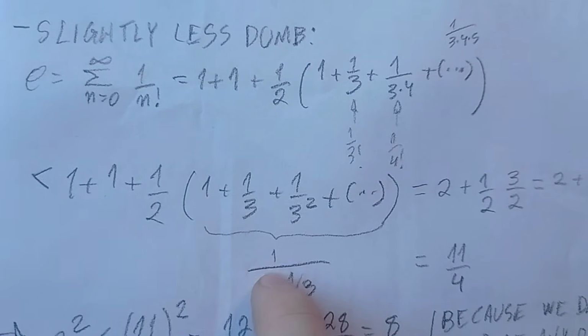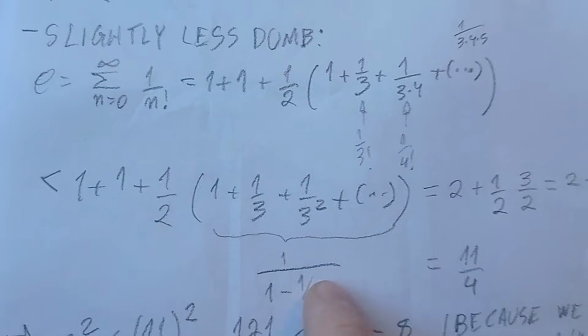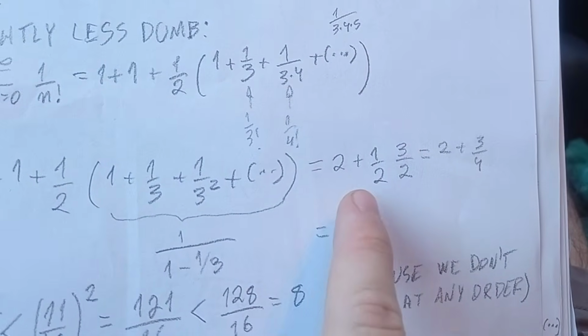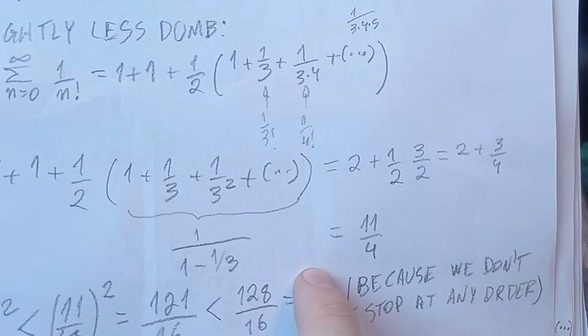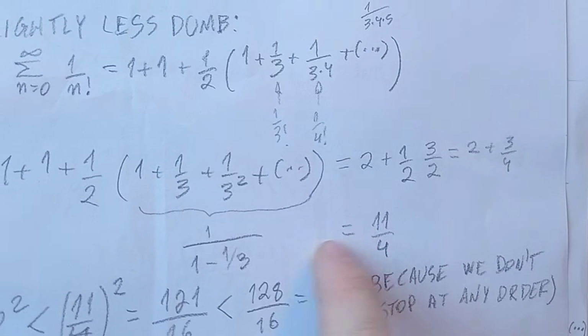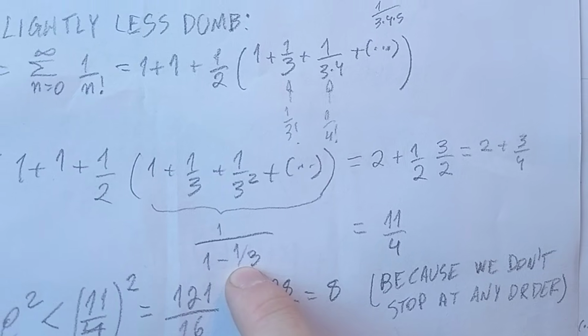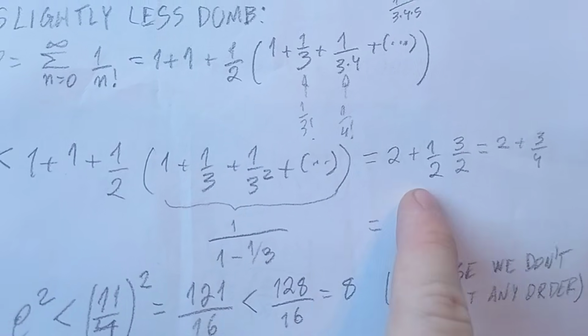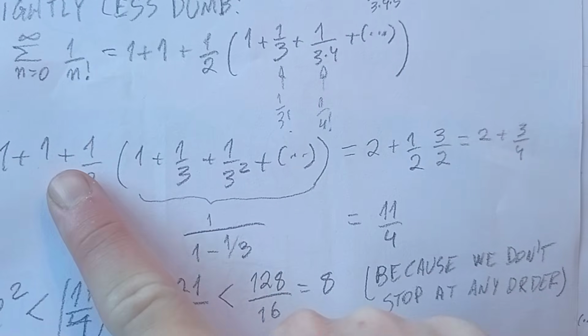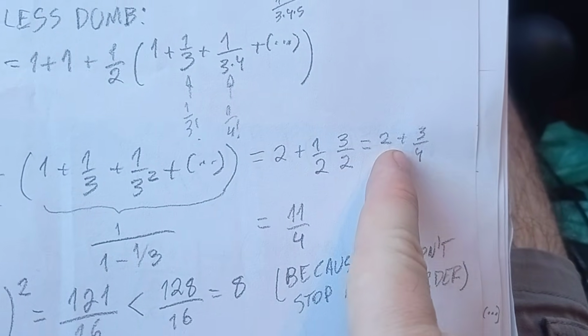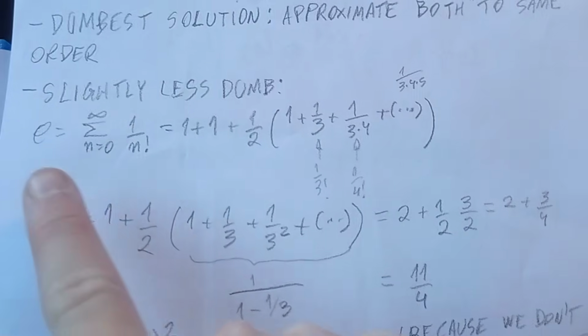And we have half this. This fraction is 11/4. So we get, oh, pardon me. This fraction is 3/2 actually. So we get 2 plus half of 3/2, which is 2 plus 3/4, which is 11/4. So this means that e is smaller than 11/4.